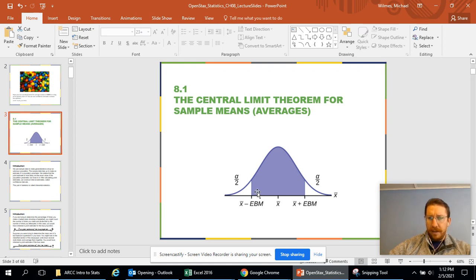So once again, we're going to go back to our normal distribution curve, and we're going to be looking at sample averages, sample means. Our normal distribution curve, once again, has the average right down the middle. And we're going to calculate these values on the sides as we've done before.